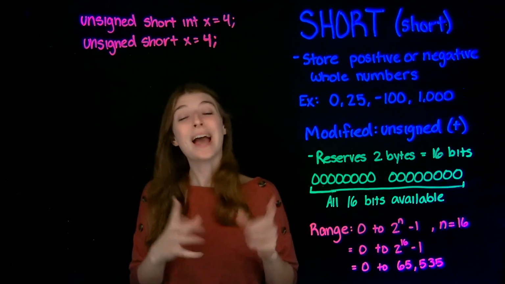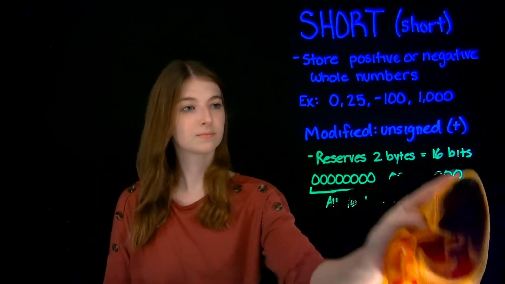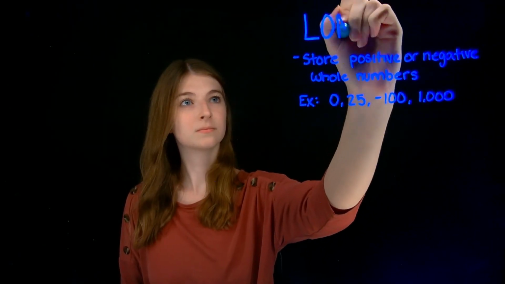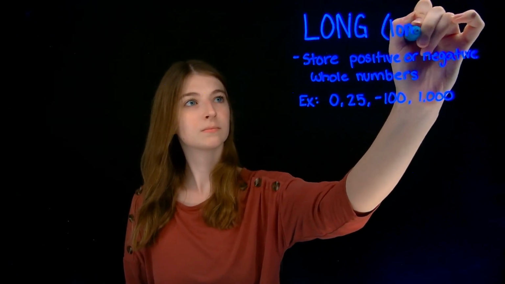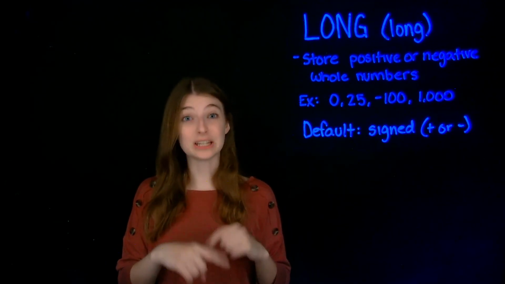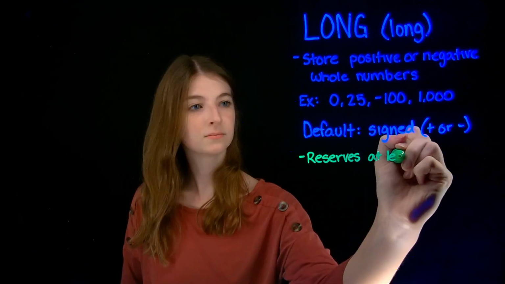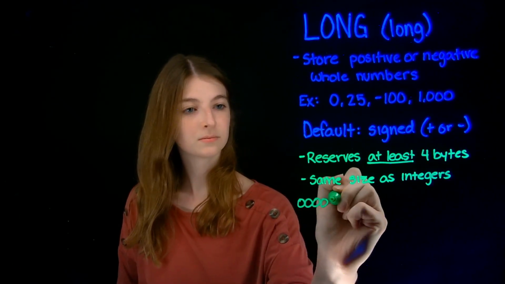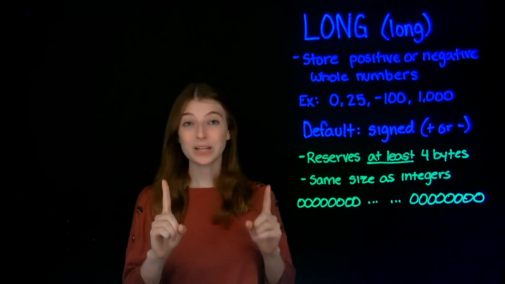Moving on, we have a long next, which is yet again another modification of the integer data type. Longs also store positive or negative whole numbers, and their default is being signed. Now here's where things get a little interesting. Long is only guaranteed to reserve at least 4 bytes of memory, the same size as an integer. Well, why is this? Quick history lesson.